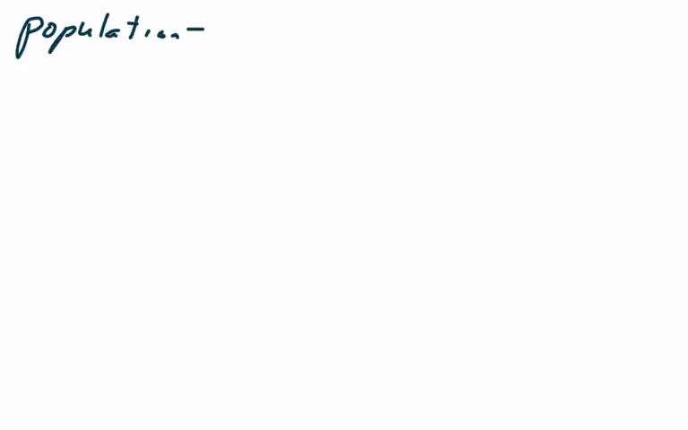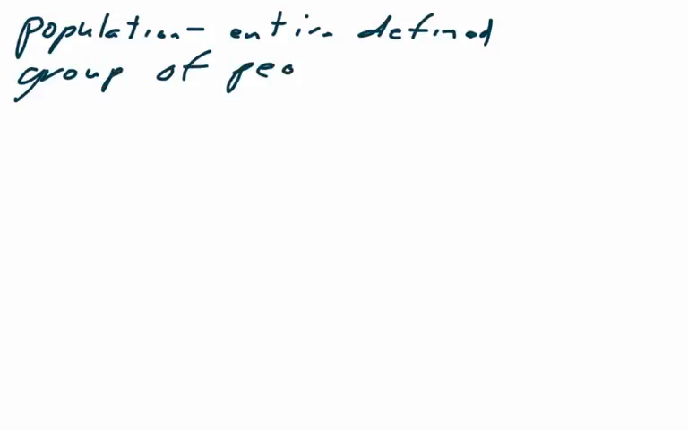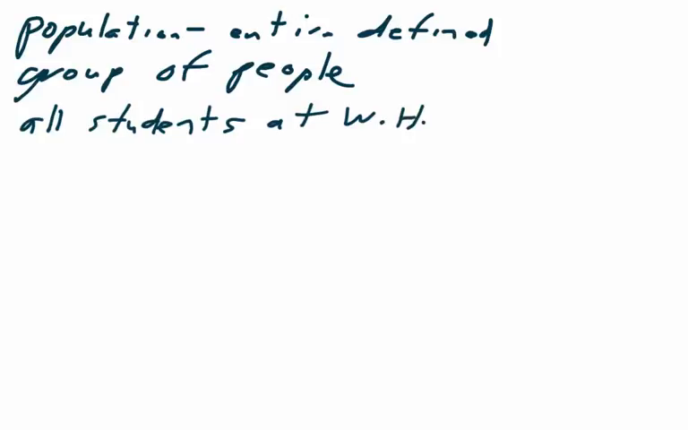Alright, so we're going to do some more things. Population is an entire defined group of people. So a population could simply be all students at WHS, which you would all be a part of, but I would not, because I'm not a student, so I wouldn't be considered in this population, just the people in this group. You could also say all men.